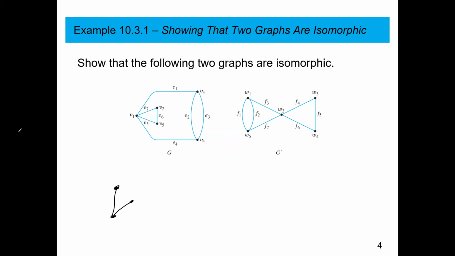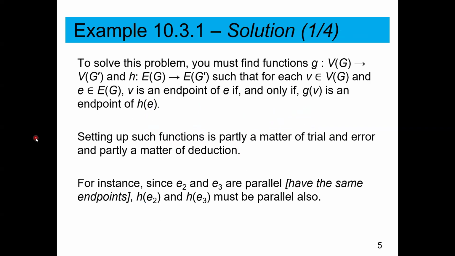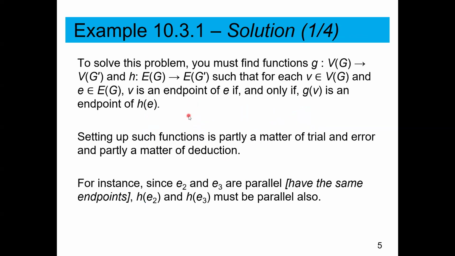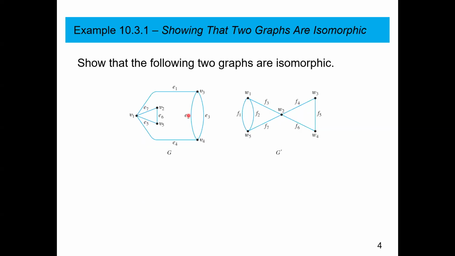This is the process by which we can work our way through it. What we literally have to do is work through them one by one. Notice that E2 and E3 are parallel edges with the same endpoints, which means the corresponding edges also have to be parallel. So I'm looking over here, asking where there's also a double edge. It has to match up. This vertex has four edges coming out of it. What other vertex has four edges coming out of it? Only V1. So W2 has to go to V2, and its corresponding edges have to match up.